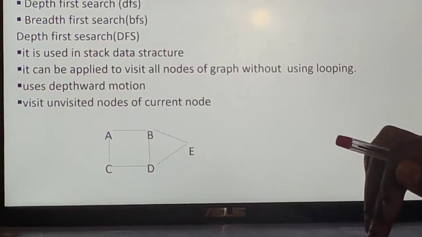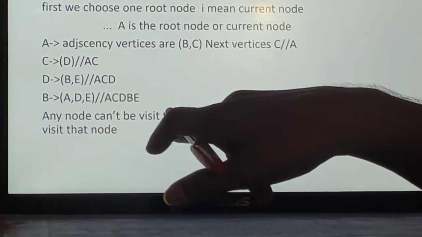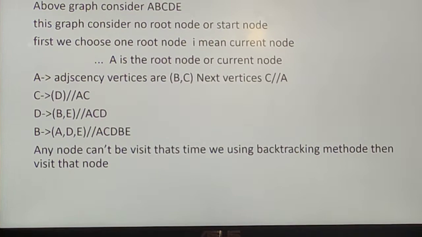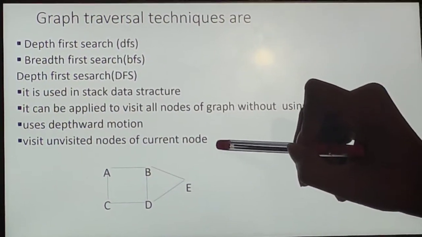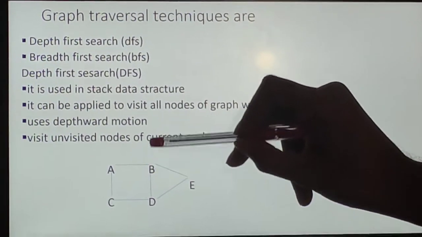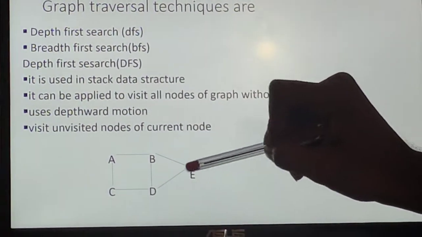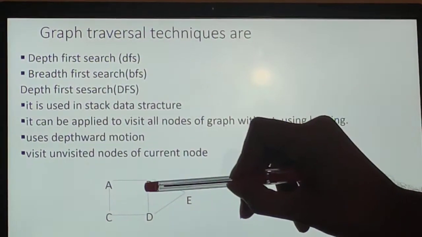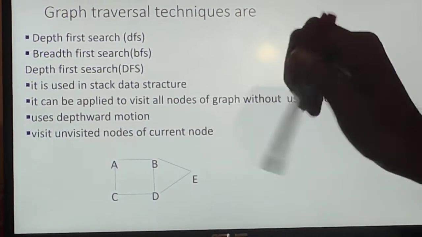Okay. This method can be applied, and the last path is A, C, D, B. When no more nodes can be visited, at that time we use the backtracking method. If there is another unvisited node in B or another node in D, we check it. Here E is the dead end, so backtracking is used to return to the B node and visit another non-visited node. Okay, this is the DFS method.